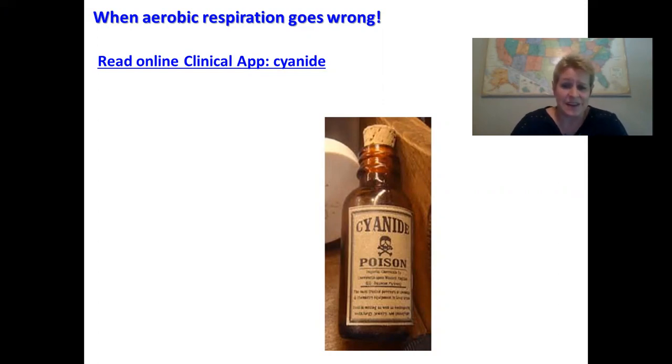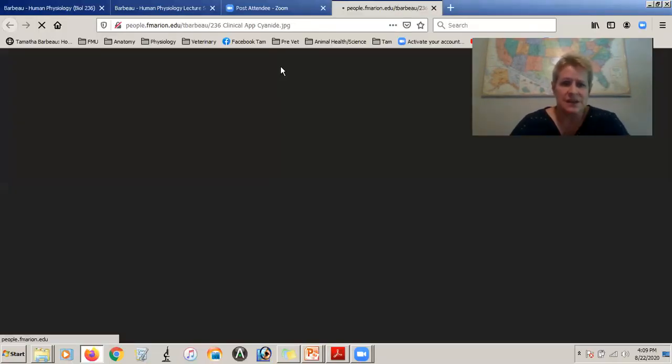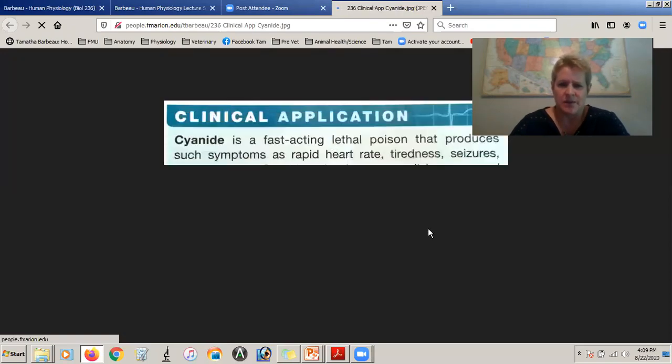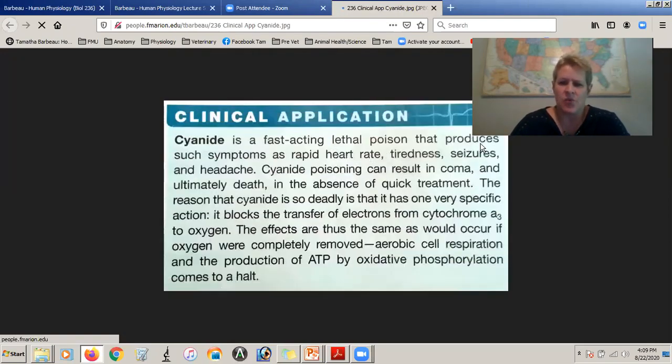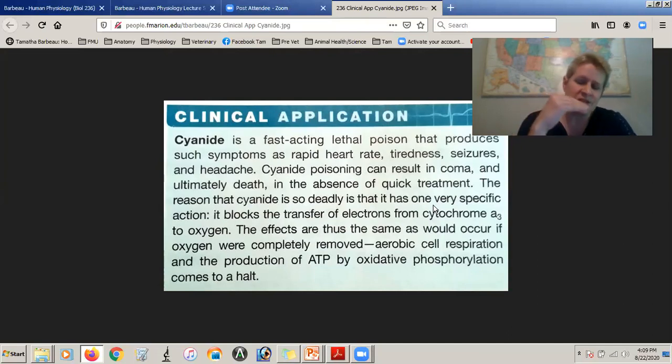Cyanide is a very deadly poison, and if you click on the clinical app, it pulls up the cyanide clinical app reading about why it is so deadly. And so we'll wait for it to come up here. It's a fast-acting lethal poison that produces symptoms such as rapid heart rate, lethargy or fatigue, seizures, and a headache, and that results in eventually a coma and death. So what cyanide does, it prevents oxygen from acting as the final electron acceptor in the electron transport chain.